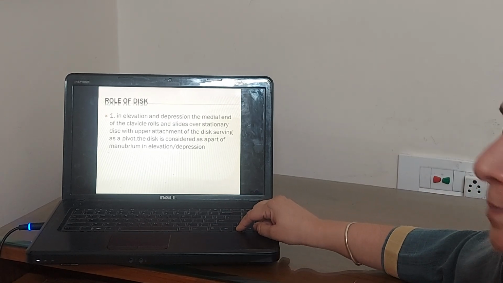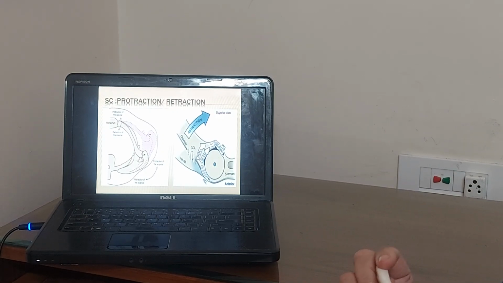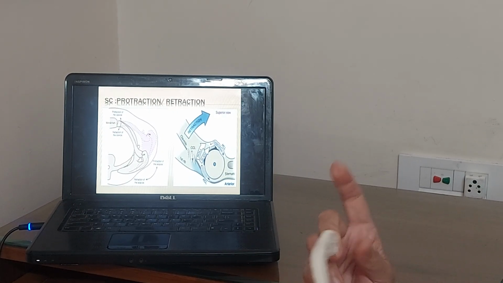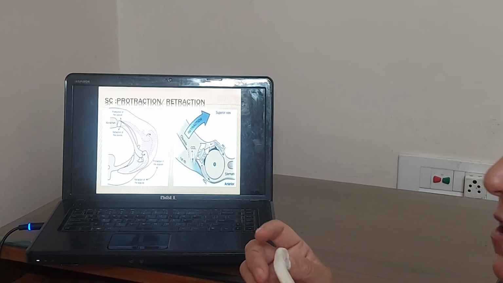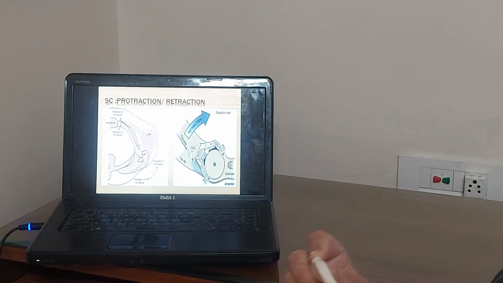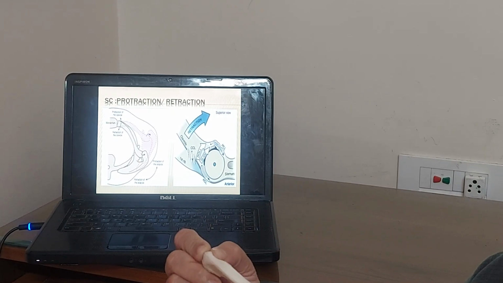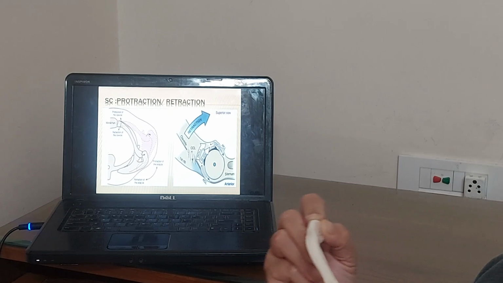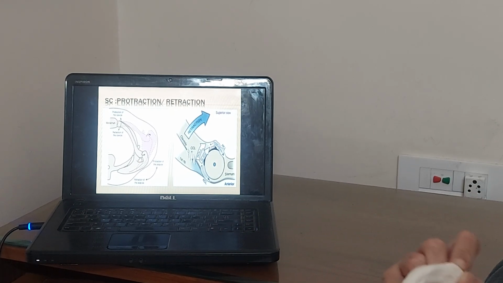Is the topic clear? Now let us come to the second movement, protraction and retraction. Again the reference point will be the same. The reference point will be the lateral end of the clavicle. So we will define first the protraction. Protraction is when the lateral end of the clavicle moves anteriorly. Whereas retraction is when the lateral end of the clavicle moves posteriorly.